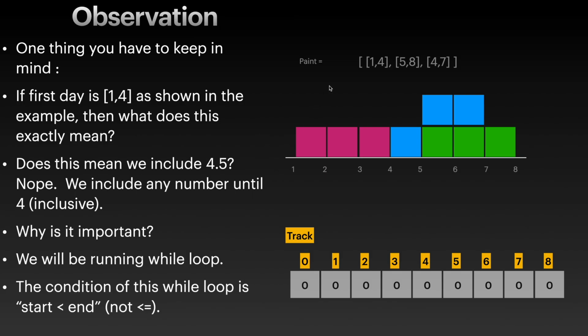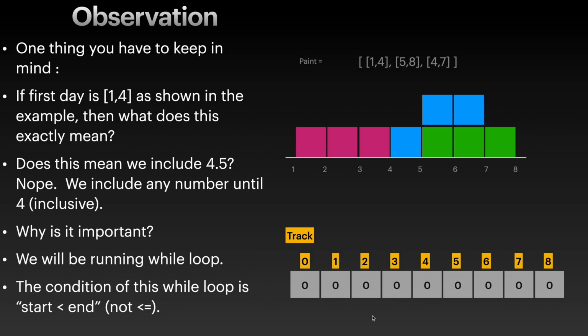Well, we will be iterating our paint array from the first day all the way to the last day, and then for each of these we will be running a while loop, and then we will be updating this track array. As we update our track array we will be incrementing our result, that local variable, and once we exit the while loop we will be appending that result variable into our answer array.